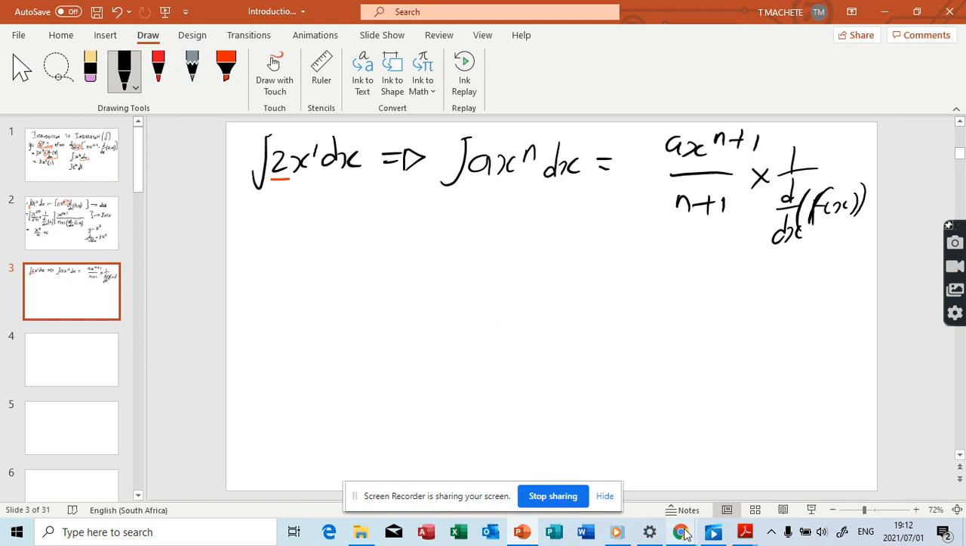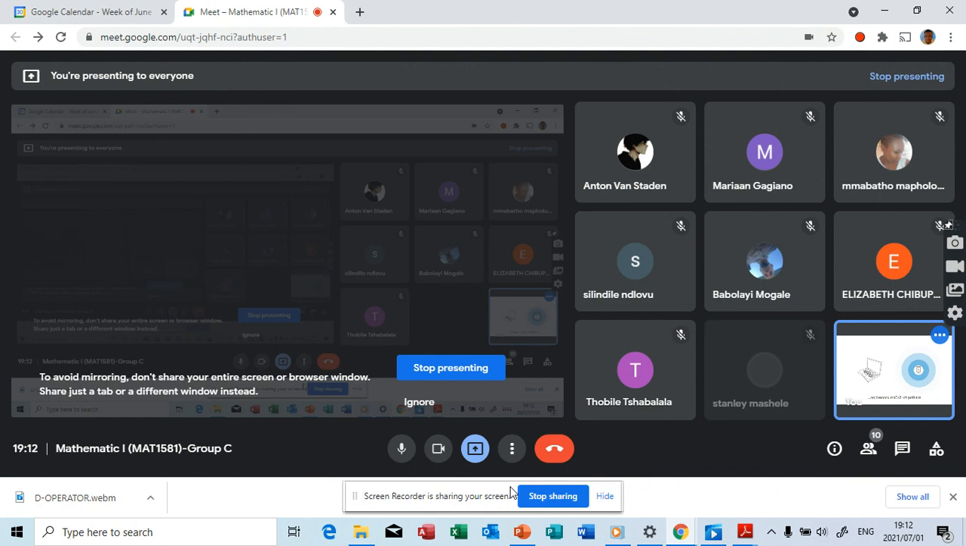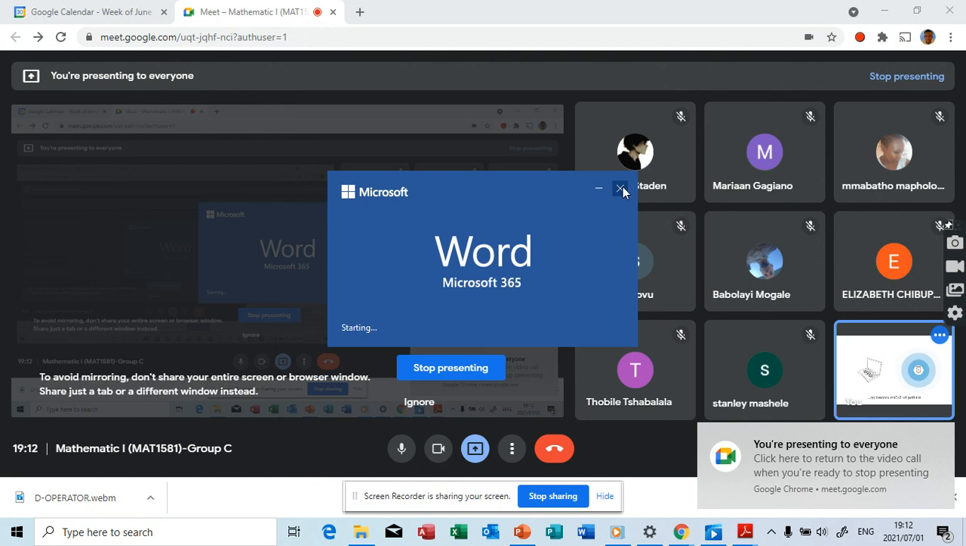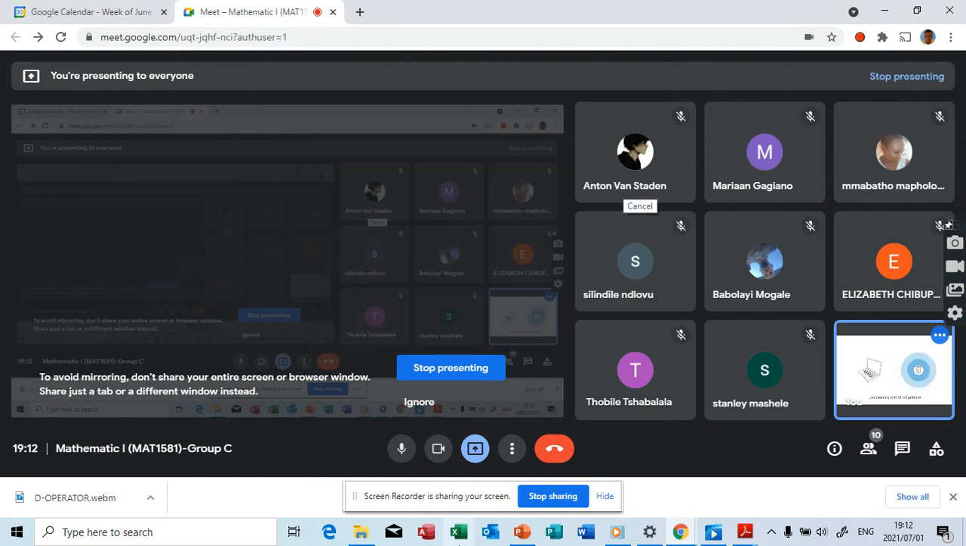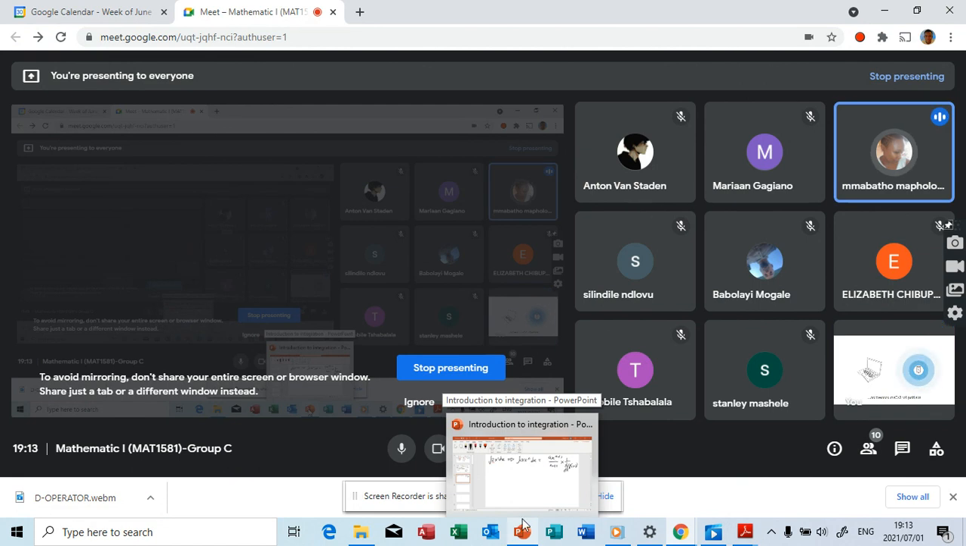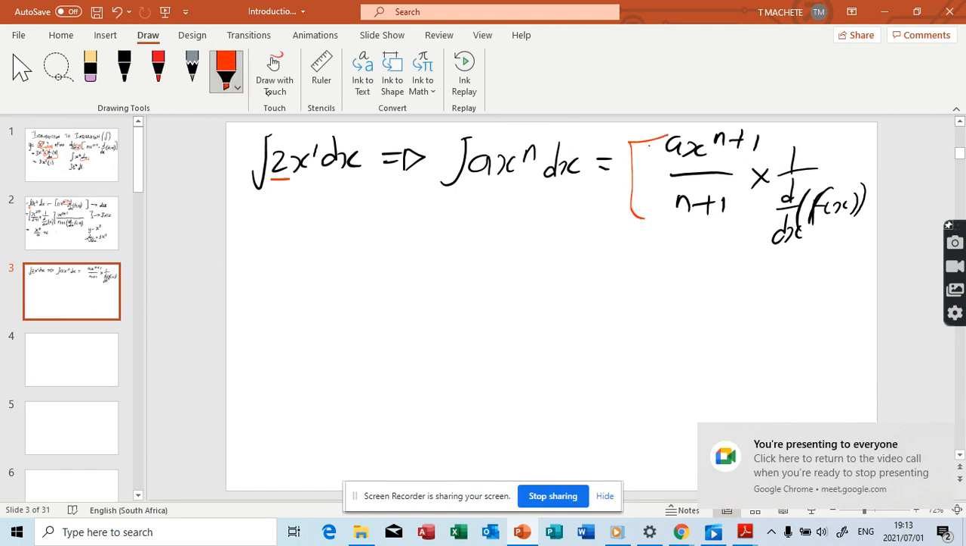Hello? What is the integration of 2x? Can you guys hear me? Can you guys hear me? Yes, I'm asking, like, applying this formula. Applying this formula, guys. This one. This formula. What is the integration?